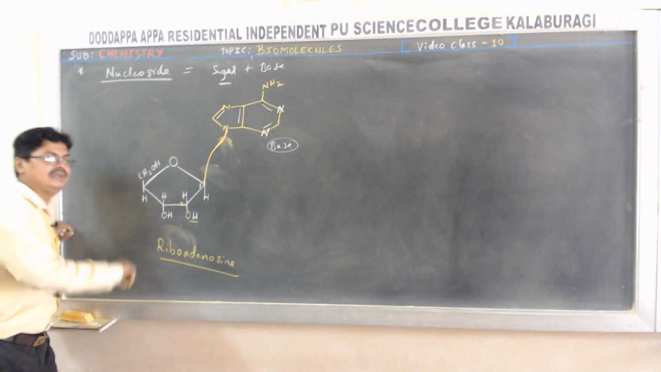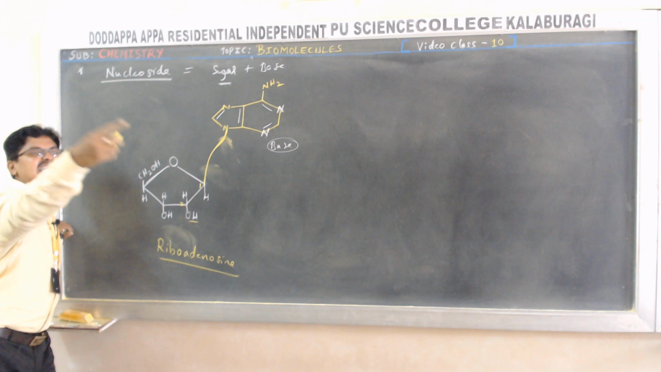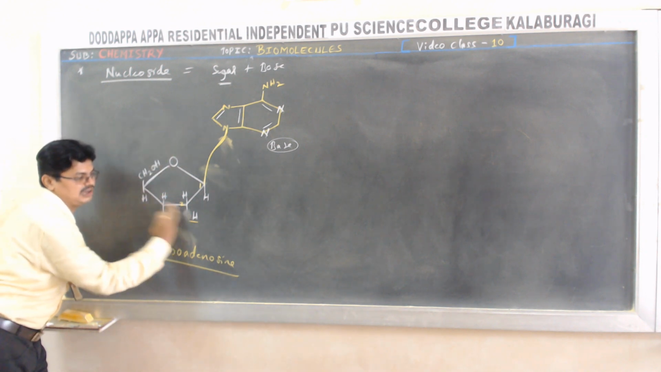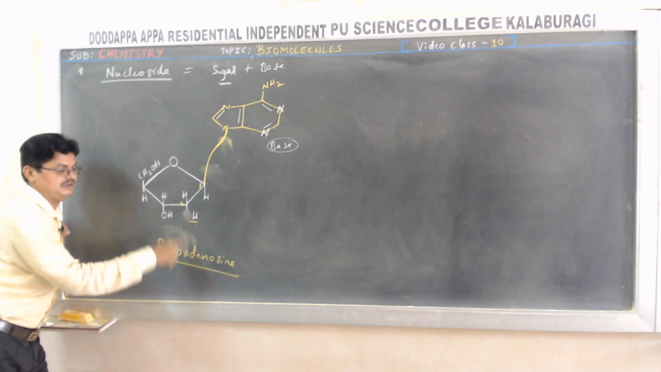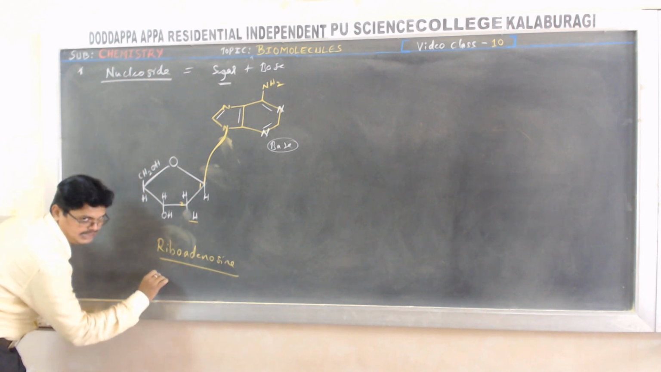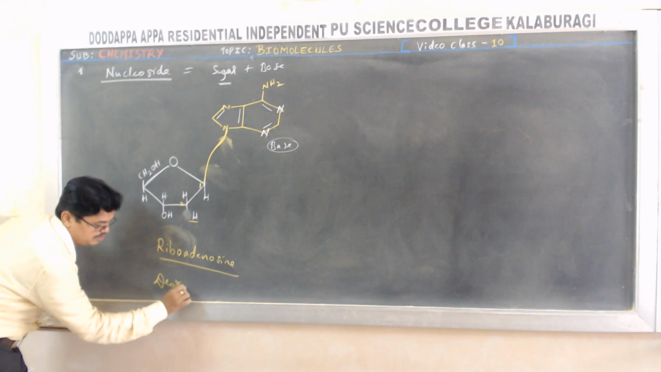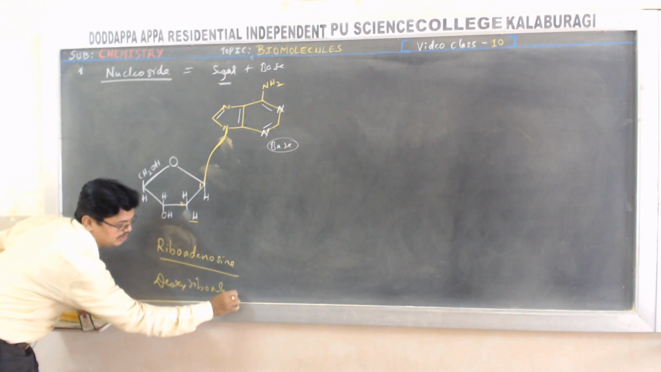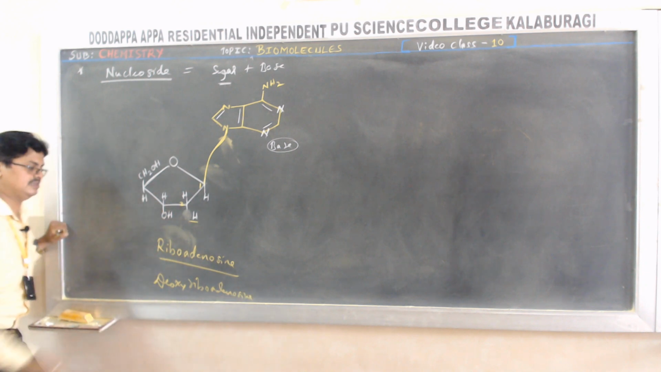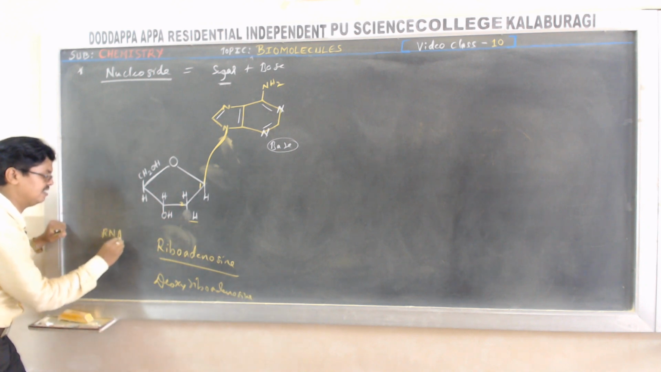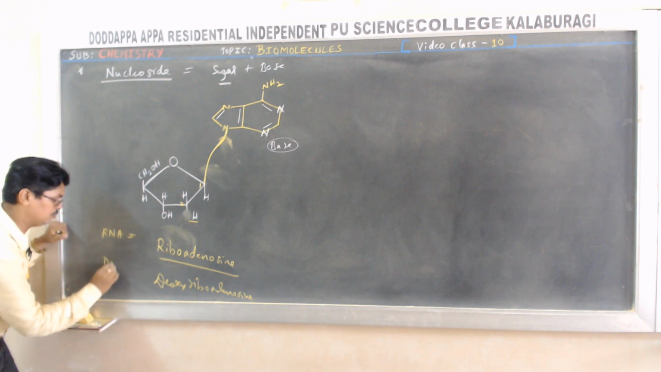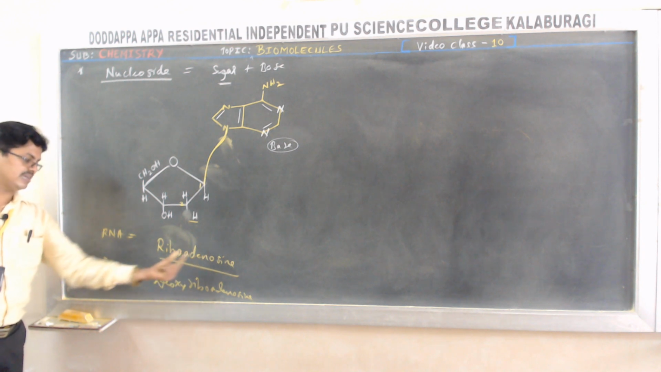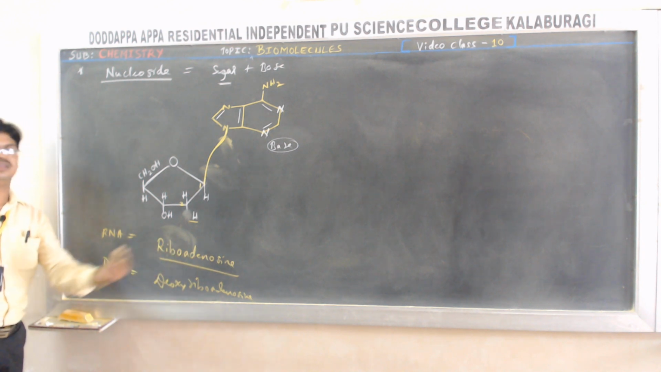If I want to write the structure of the nucleoside present in DNA, then what you do? Write the same, remove this oxygen. If I remove this oxygen, it becomes deoxyriboadenosine. This is the nucleoside in RNA, riboadenosine, and this is the nucleoside in DNA, deoxyriboadenosine.